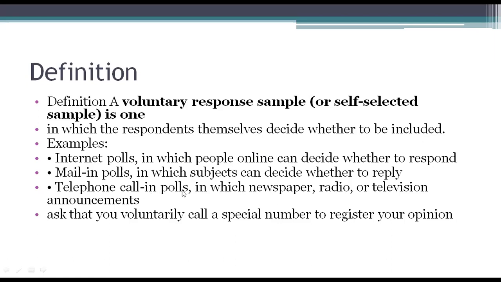Telephone call-in polls, in which a newspaper, radio, or television announces a number. You notice on television when some important interview of some important person or some important show starts, then they say call me on this number and they give a number. We have the choice to contact it or not. So this is the self-selected sample. This is one of the major examples of a self-selected or voluntary response sample, where you voluntarily call a special number to register your opinion.